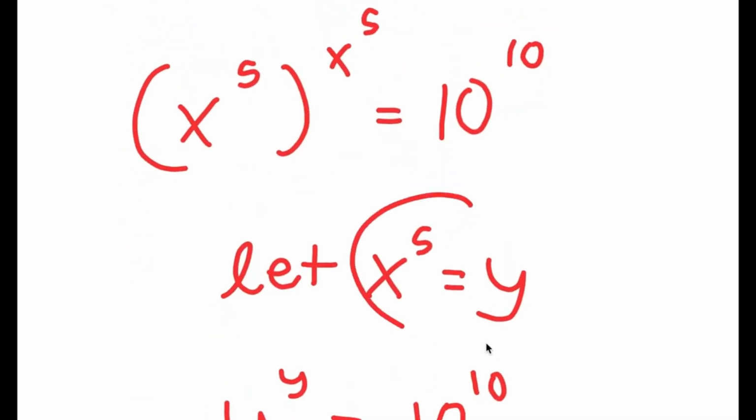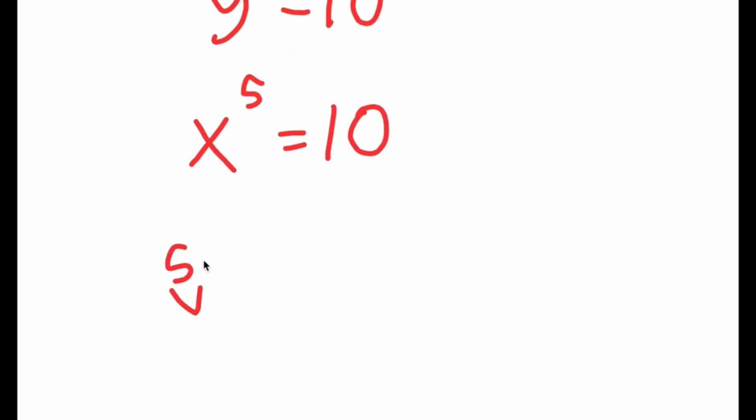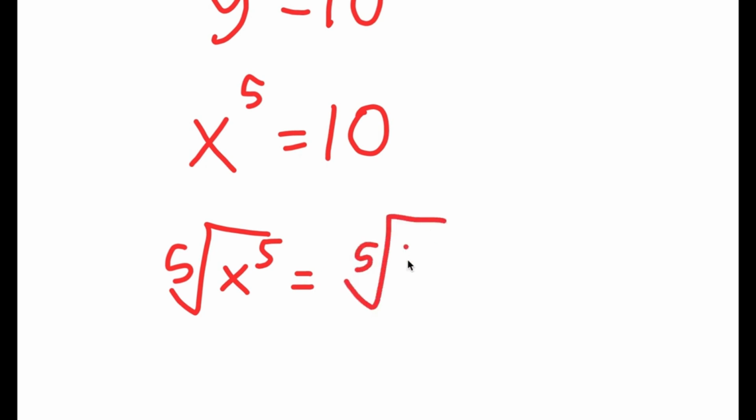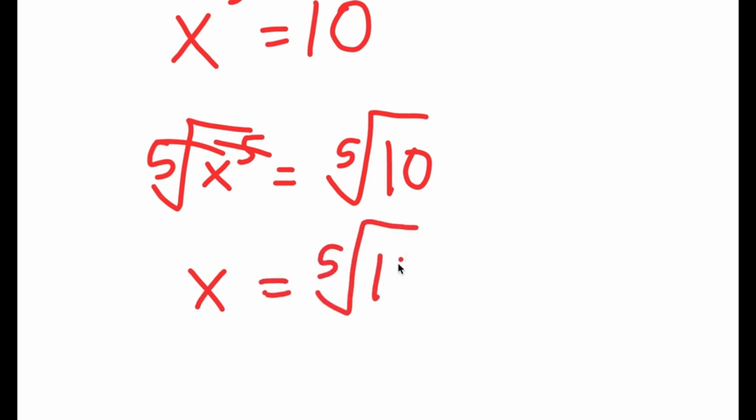Now remember how we let x to the power of 5 equal to y. So this means that x to the power of 5 is equal to 10. And to solve this, I'm going to take the fifth root on both sides. The fifth root of x to the power of 5 is simply x, so I'm left with x is equal to fifth root of 10.